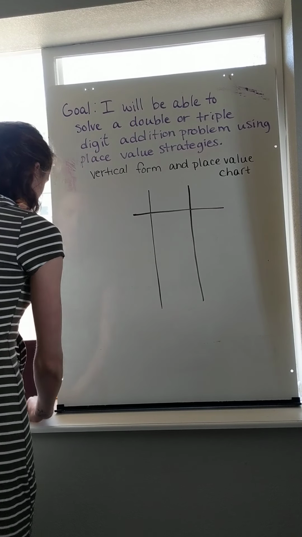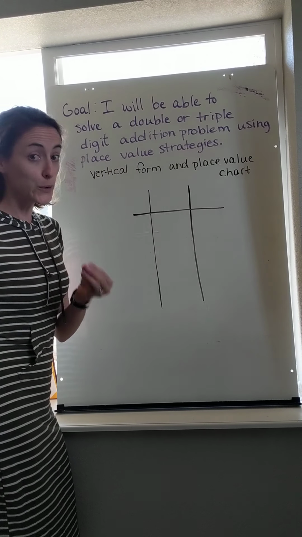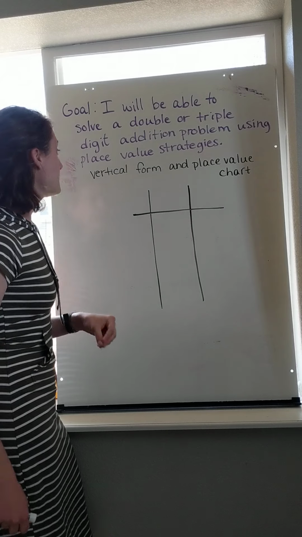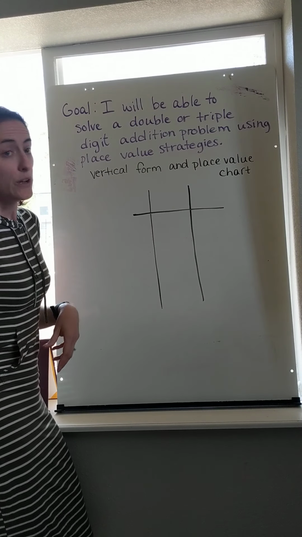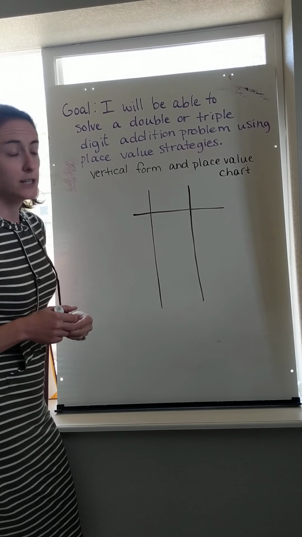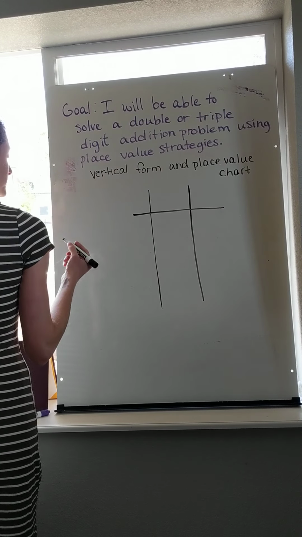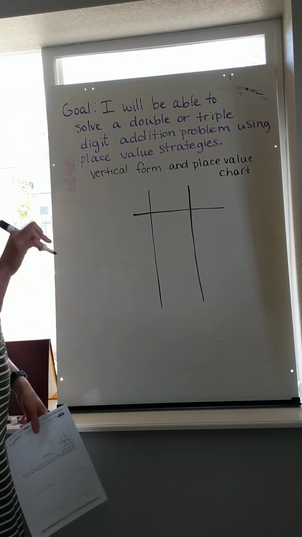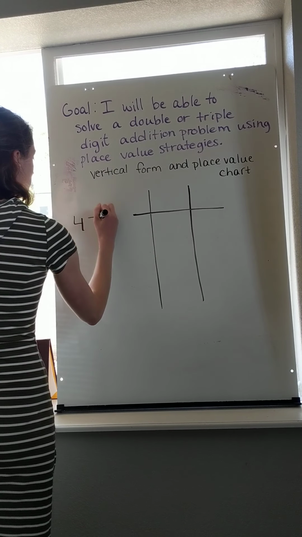So we've got two different ways to work on that today, and I would like you to try both of them in your work, okay? So really trying vertical form and place value chart. Now, let me go ahead and do both of them at the same time so we can see how they are similar, okay? So we're gonna have a problem, and first we'll try a double digit, and then we'll get it slightly harder with a triple digit problem, okay? So we're going to try this one first.